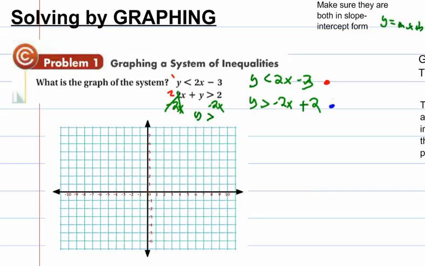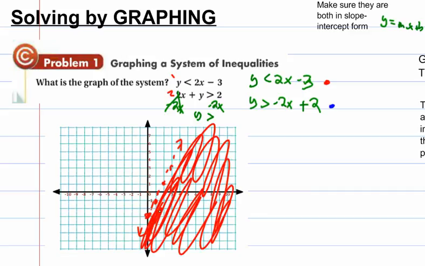Y equals 2x minus 3, that's red. We're going to start at the negative 3. That's our y-intercept. We're going to go up 2 and over 1, because 2 over 1 is the slope. And we will make that a dashed line. And actually, we're going to shade that one below it, because it says that y is less than. So we're going to shade this one all below it.